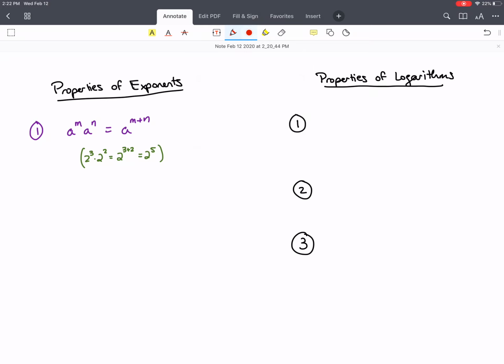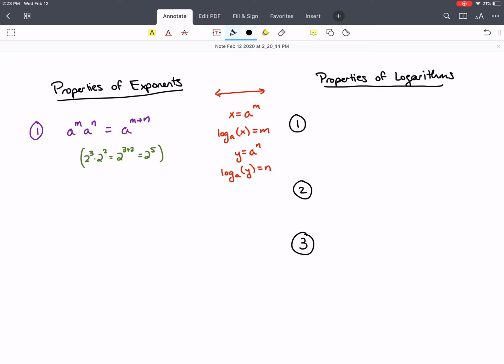So to see a relationship between this exponent property and a property of logarithms, we're going to need to write down just the relationship. So if x is a to the m, then log base a of x is the exponent m. Remember that log returns exponents. And if y is a to the n, then log base a of y is the exponent n. And we're going to use this to go back and forth between our exponent rules and our logarithm rules.